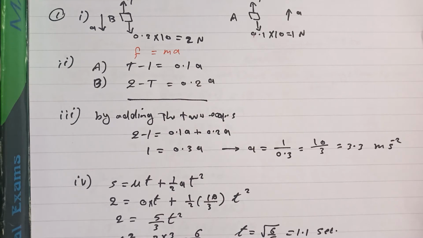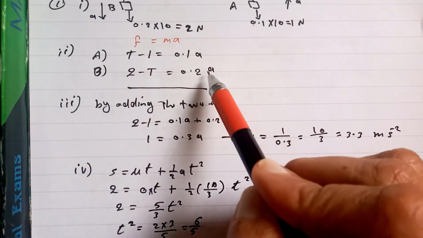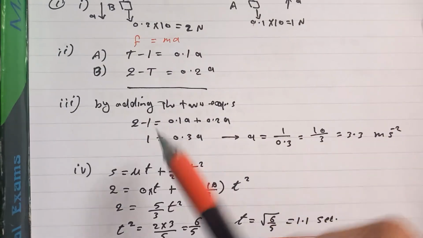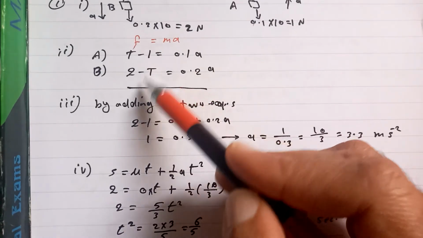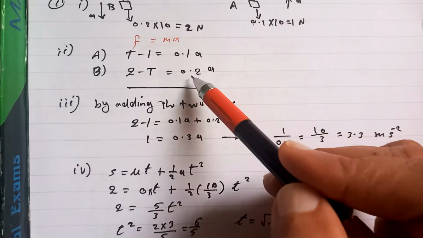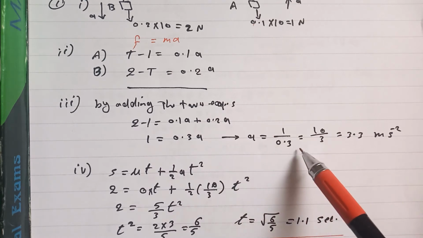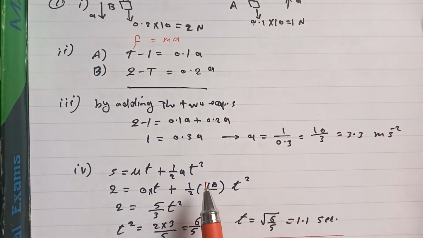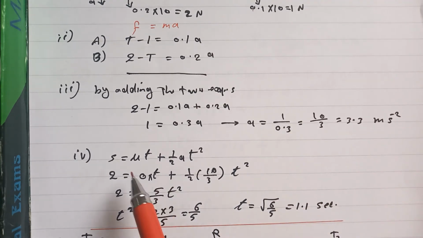Number III, use your equation to find the tension in the string. If you solve these two equations simultaneously, you can get T. Add the two equations. T will cancel the T. It will be 2 minus 1 equals, if you add this and this, 0.3 A. So the acceleration will be 1 over 0.3, which is 3.3 or 10 over 3. This is the acceleration.